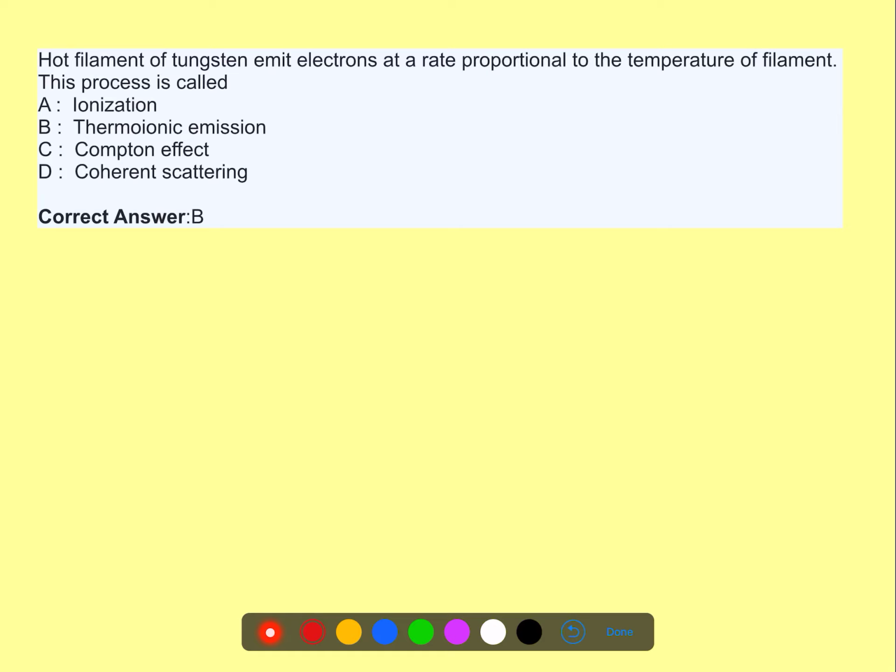A hot tungsten filament emits electrons at a rate proportional to the temperature of the filament. This process is called thermionic emission.